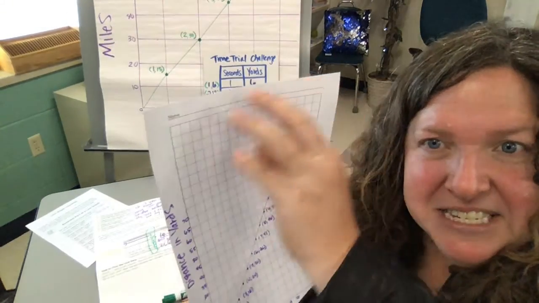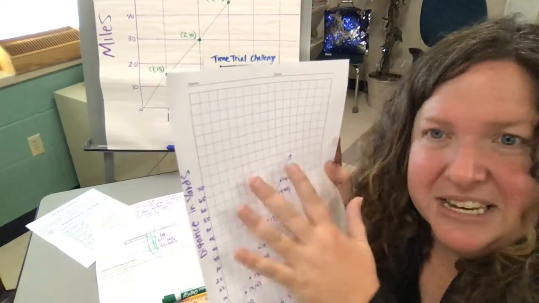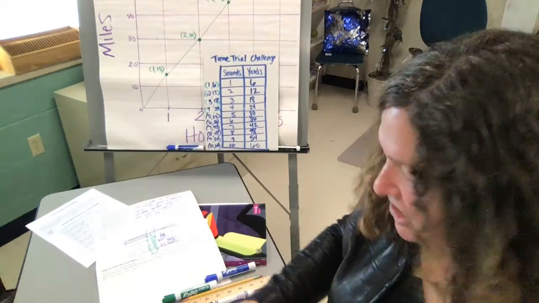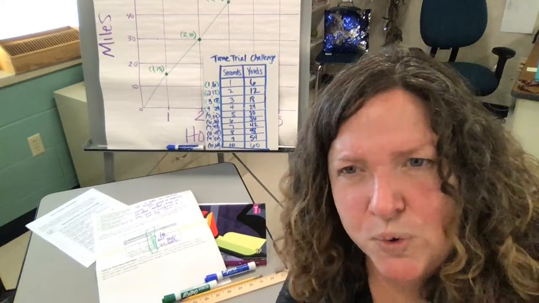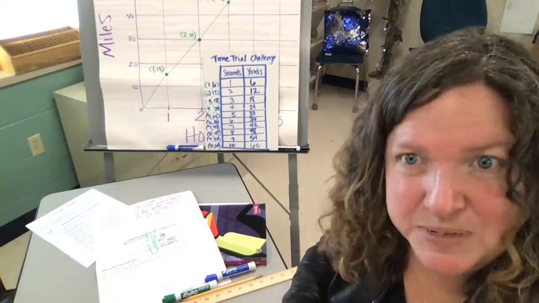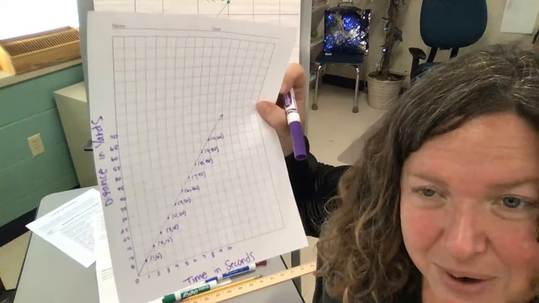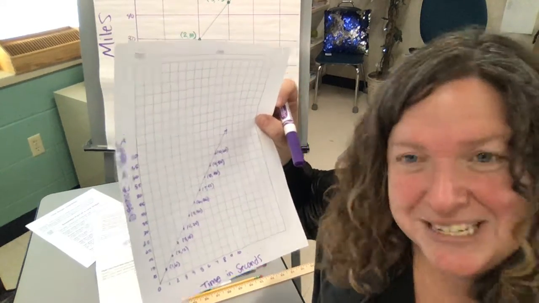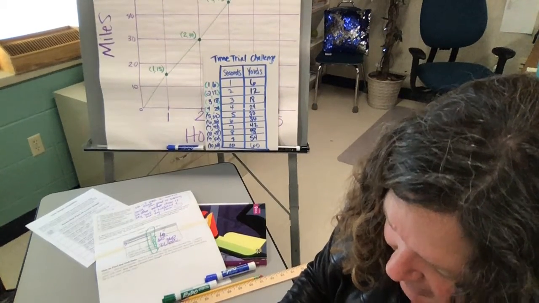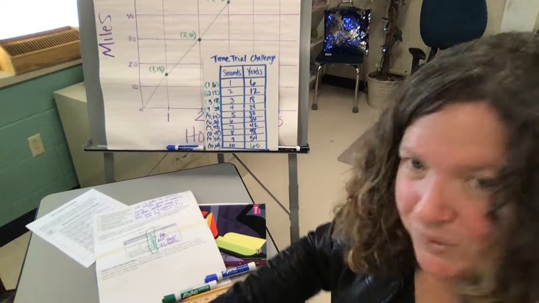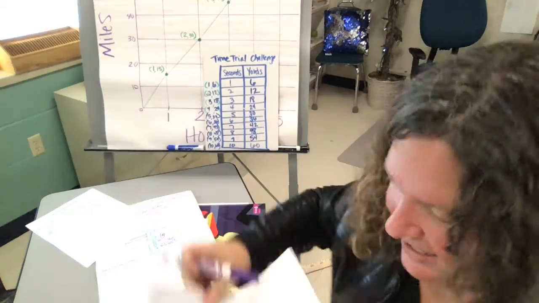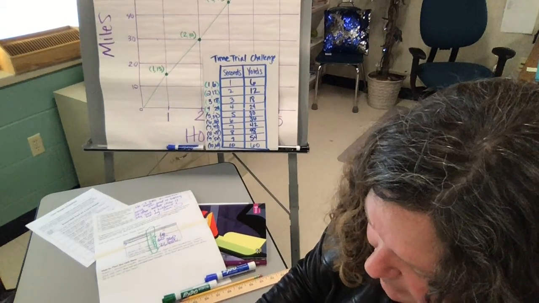Our title needs to give us the information that helps us identify this is a graph that's about me biking. So I need to have kind of the who or what or where or when that helps my reader, the person who sees this graph, understand what they're looking at. So it has to have my name. So it has to say, Miss Gubrud. It has to tell what I'm doing. I'm biking. So I'm going to say Miss Gubrud's biking.